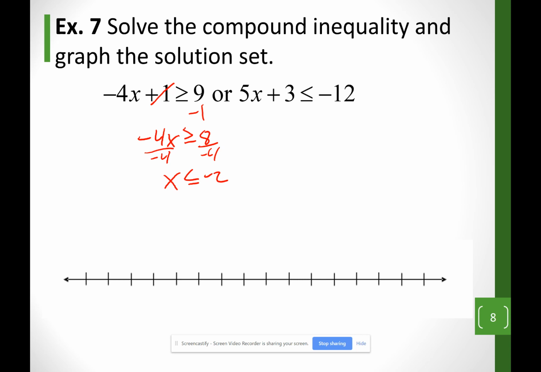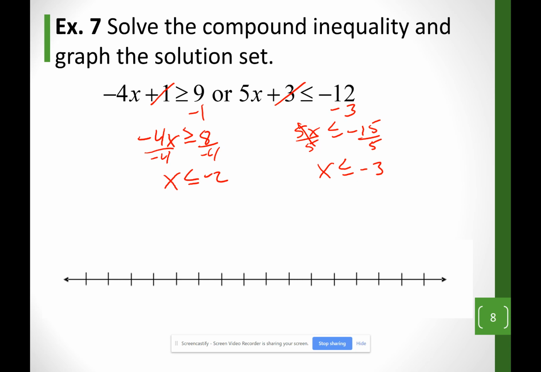All right, let me solve the second inequality. Let me subtract the 3. So I get 5x is less than or equal to negative 15. Let me divide by 5. X is less than or equal to negative 3. Did I flip my sign on the second inequality? No, because I divided by a positive 5.